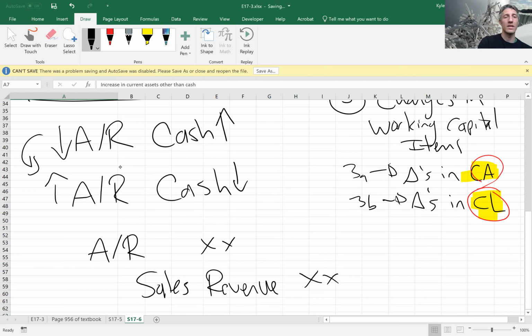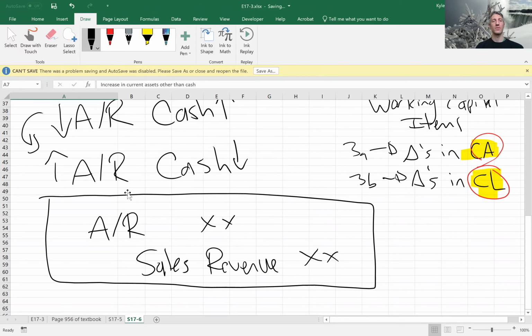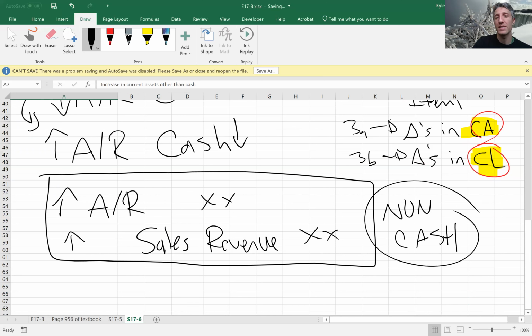So this journal entry here increases accounts receivable, which is a current asset, and it increases revenue. And we know when we increase revenue, that's going to have a positive impact to net income. So since this is a non-cash transaction that impacted net income, we need to make an adjustment for it. It just didn't impact net income directly on the income statement.